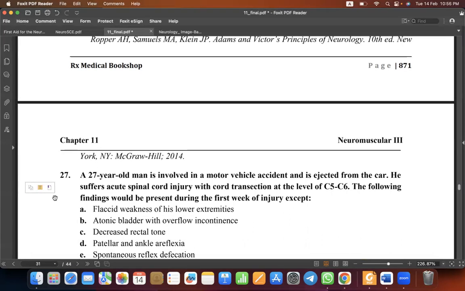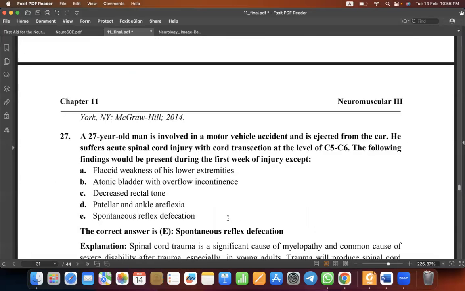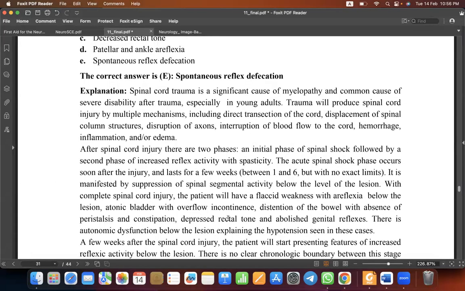So first of all, there will be flaccid weakness. The patient having acute cord transection, it could be a possibility. There could be atonic bladder, overflow incontinence, that could be a possibility. There could be decreased anal tone, that could be an issue. There could be patellar or ankle areflexia, there could be spontaneous reflex defecation. So considering there's some defecation center as well, I guess it's most likely spontaneous reflex defecation.